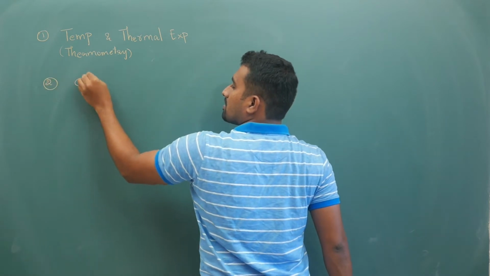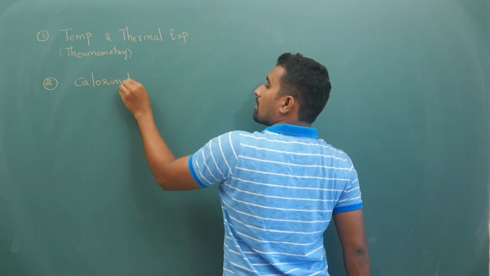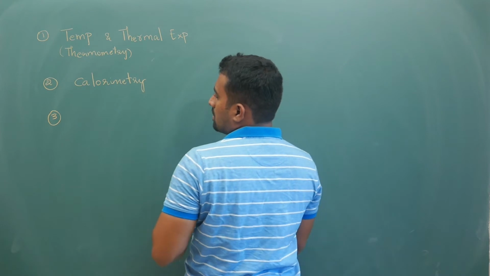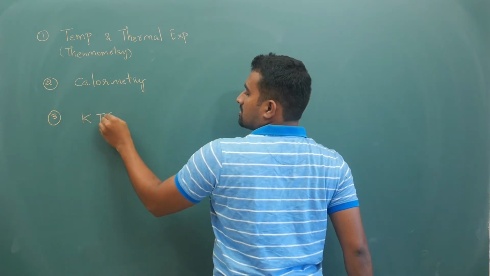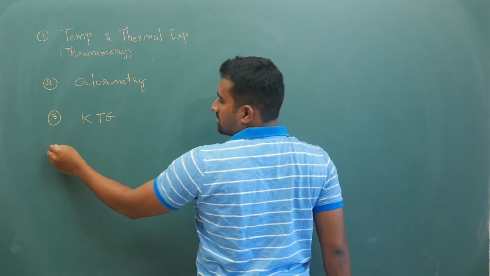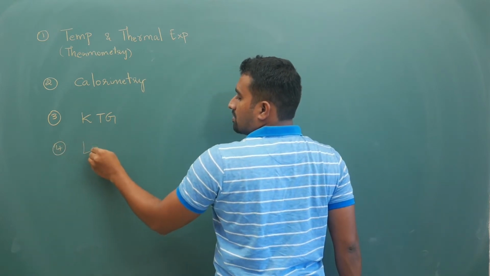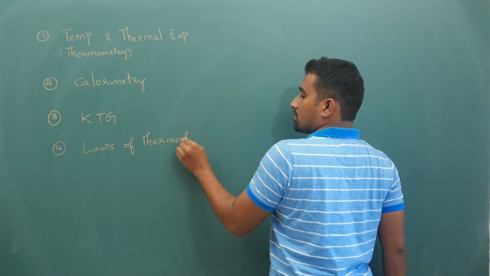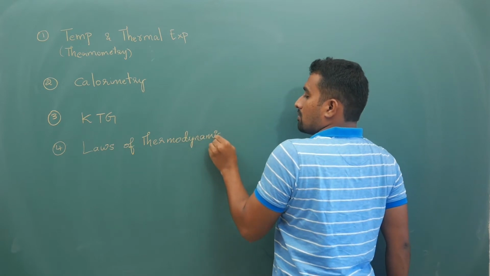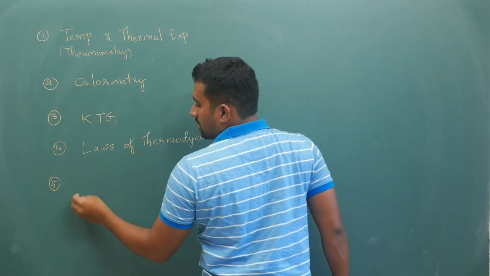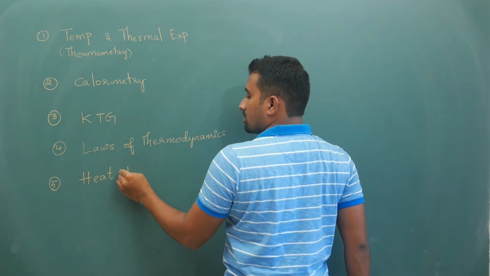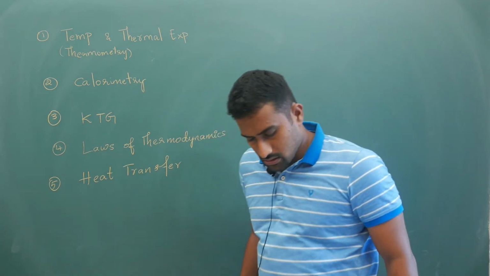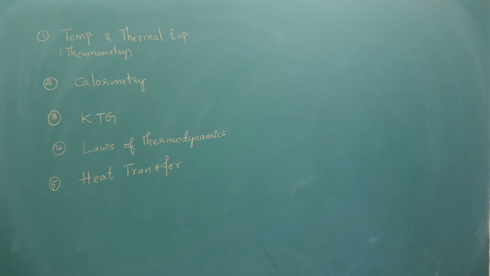Your second chapter is calorimetry. Third chapter that you have in this is your KTG, that is your kinetic theory of gases. Your fourth chapter will be laws of thermodynamics. And your fifth chapter that you have finally is your heat transfer. So these are the chapters which are present in thermodynamics.